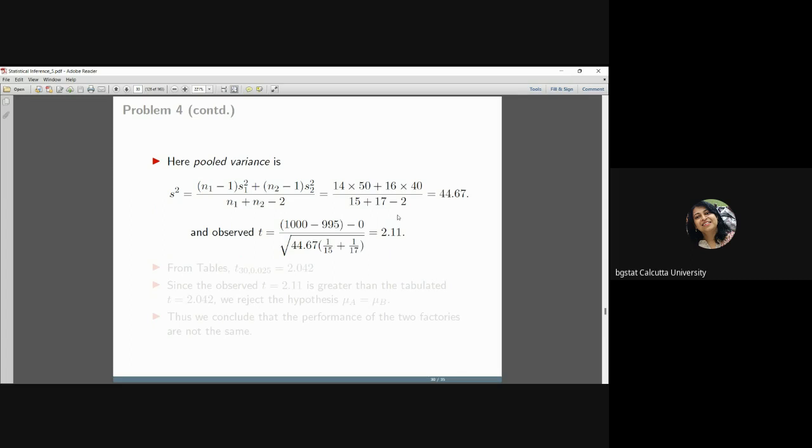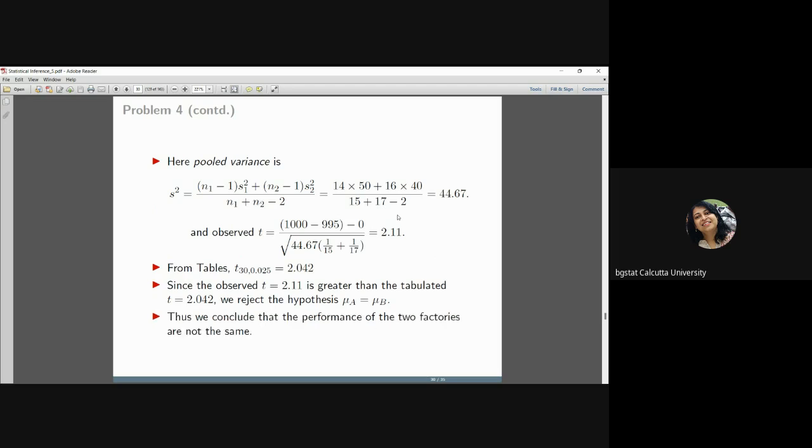We construct the observed t-statistic using the sample means and variances and find that it's equal to 2.11. For any problem, you will be given the critical value. So here you are given that the critical value is 2.042. As 2.11 is greater than 2.042, you reject the hypothesis mu A equal to mu B and conclude that mu A is greater than mu B.